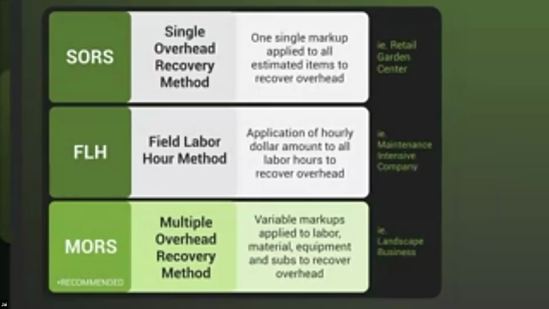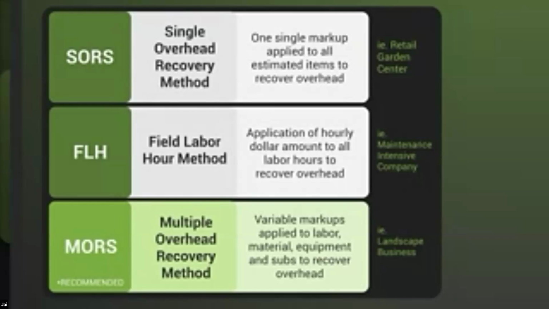The second is the field labor hour method. This applies an hourly dollar amount to your labor hours. In the industry, companies that are strictly maintenance and labor intensive will tend to choose this method because you're not pricing jobs that are heavy on equipment, materials, and subs. Rather, you only want to recover overhead through labor. So that's FLH, or field labor hour method.